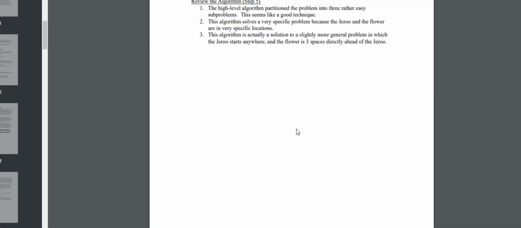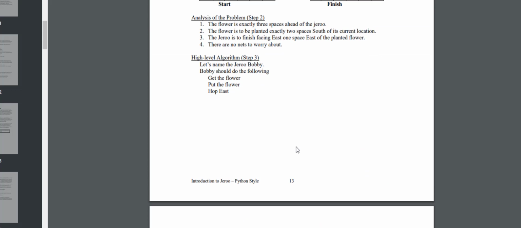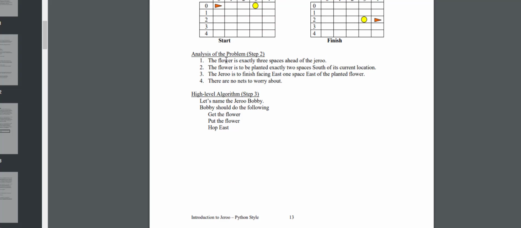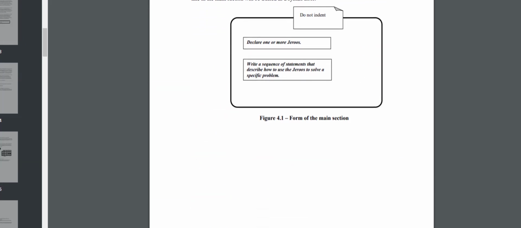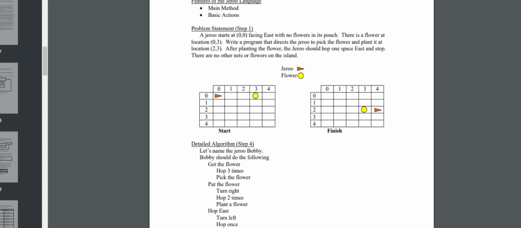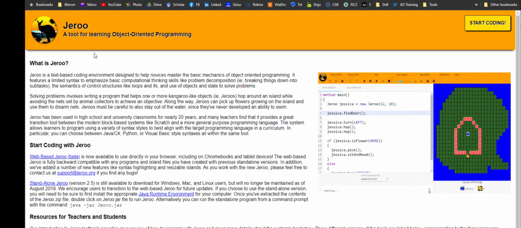Throughout reading the book, you will see things that will start with a high-level overview of what is the goal of the program. Then it'll start with a detailed algorithm, something that looks like pseudocode. It's not the actual code, but it is similar to the code, right? So we're naming the Jeroo, and we're telling him to pick up a flower. Eventually, as you continue through the text, you'll get some examples of what the code looks like. Let's go ahead and jump into using Jeroo.